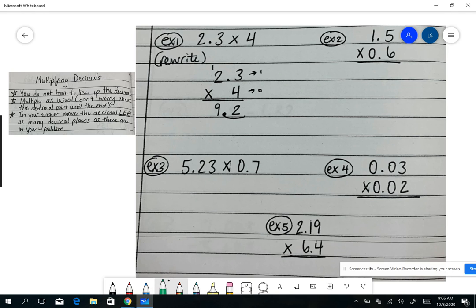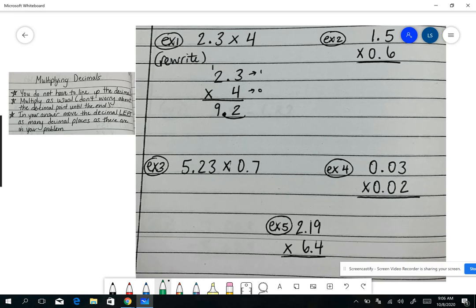Multiplying decimals. The notes are here off to the left. It says you don't have to line up the decimal points like you do when you're adding and subtracting decimals. Multiply as usual. So don't even worry about the decimal point until you get to the very end. Just multiply like you normally would. And then when we get to the end, we'll talk about that.